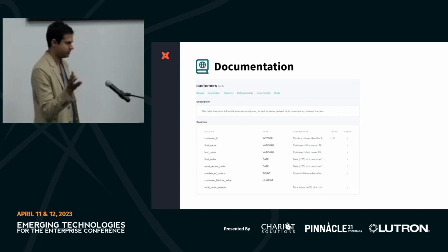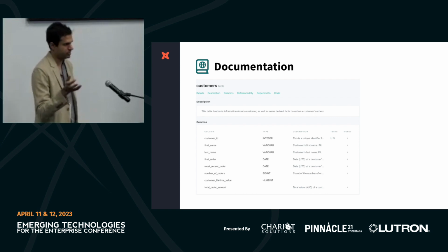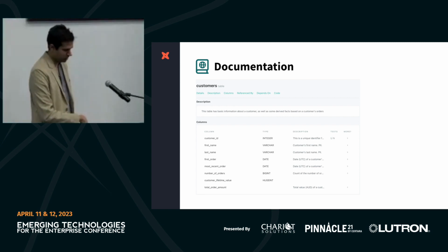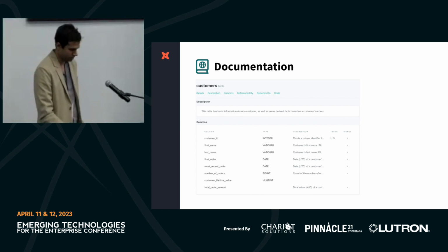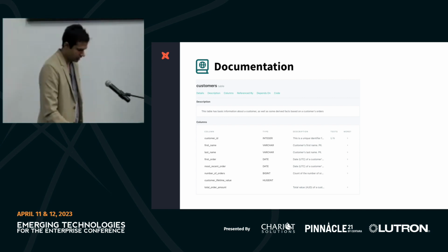It gives you the description of what the table is. A lot of times they're practitioners' notes on what this means. And the same for each column, right? You can see all the columns in the table, what its type is in your data warehouse, what a description is, and what tests are in it, and so on.